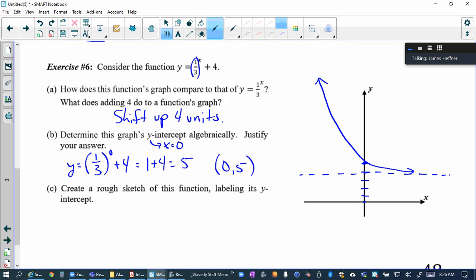So our new asymptote line is at y equals 4. It will never actually equal 4. It'll get really close, right? Without the +4, it would get really close to 0 and never reach it, right? But if we shift it up 4, then it's the value of 4 it'll never reach, right? Does that make sense to everybody?